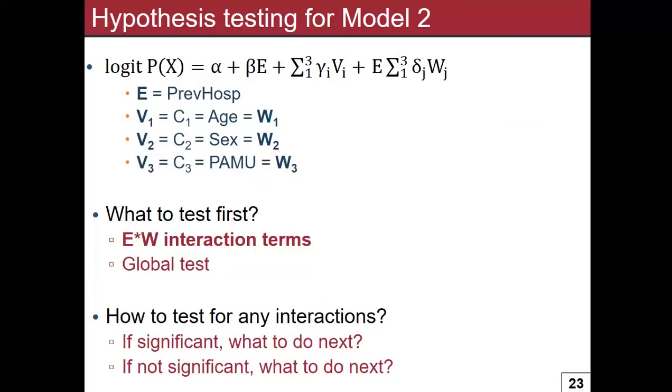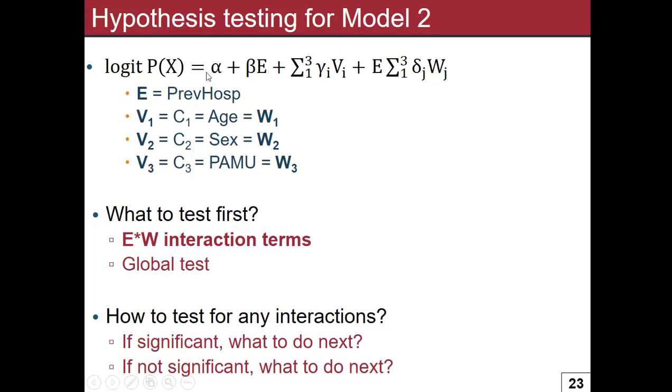Okay, so let's talk about hypothesis testing for this EVW model, where we had EW terms, we had V terms, and we got an exposure term. Earlier, when we didn't have these interaction terms, we just did a single likelihood ratio test of the exposure. We said that was the thing we cared about.